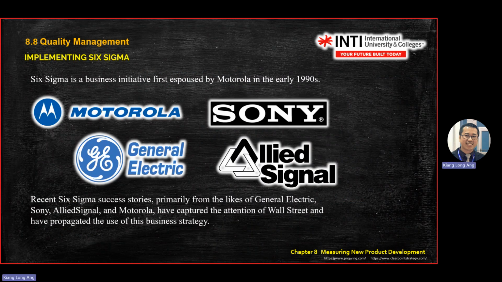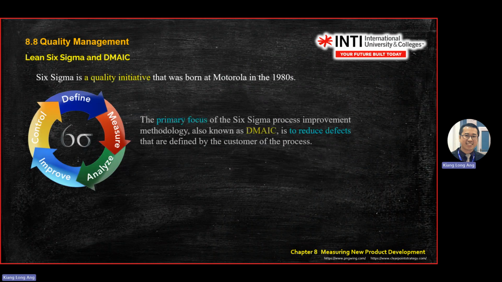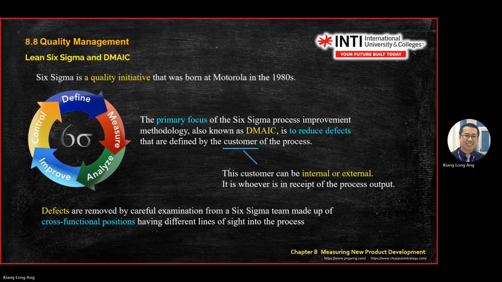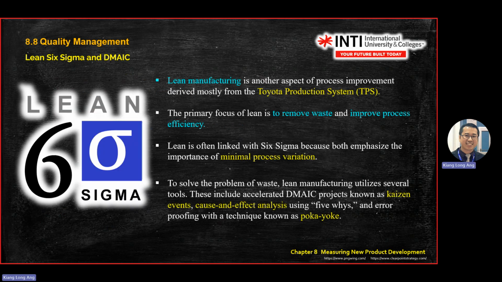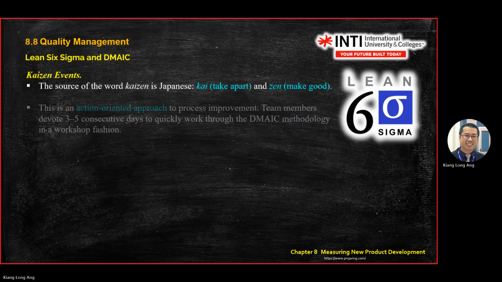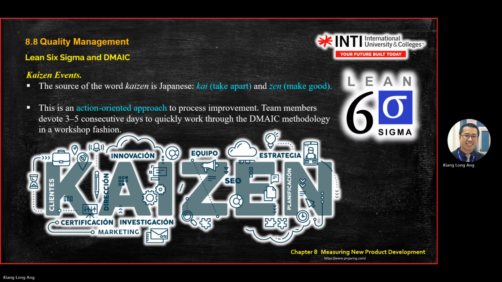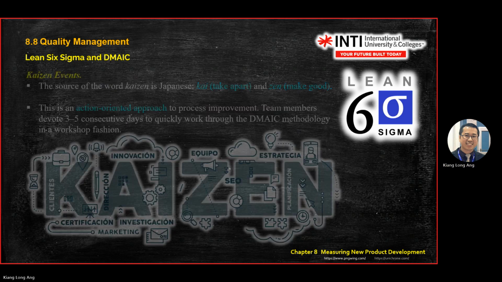This one is some history about Six Sigma. This one also you read. Lean Six Sigma. What is Lean Six Sigma? What is Kaizen? Kaizen is a Japanese word. Kai is to take apart, Zen is to make good. It means improvement. Kaizen is an improvement approach.